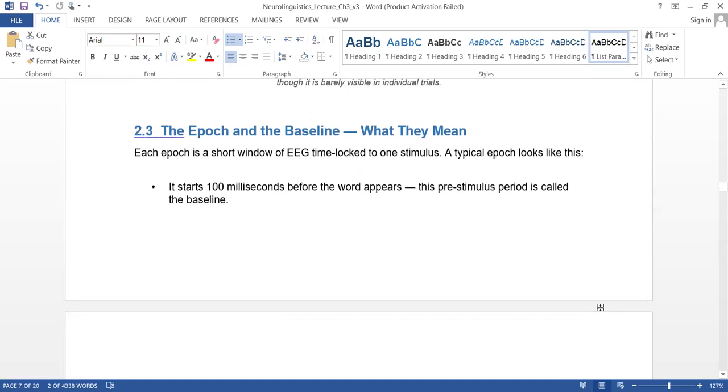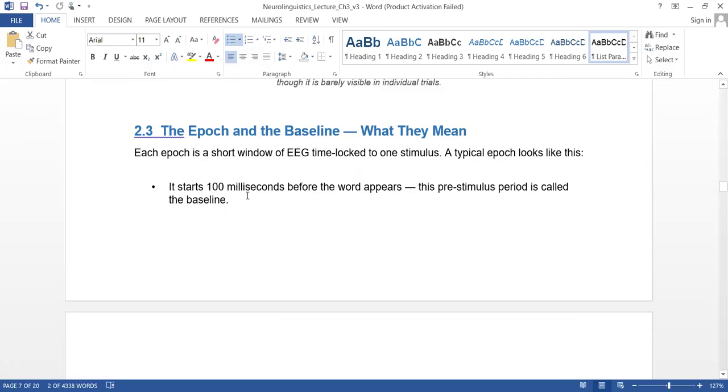Okay, each epoch is a short window of EEG time-locked to one stimulus. A typical epoch looks like this. It starts 100 milliseconds before the word appears. That means that when you're simply waiting for the word, your brain is active. So it starts at minus 100 milliseconds. There should be a negative sign here.